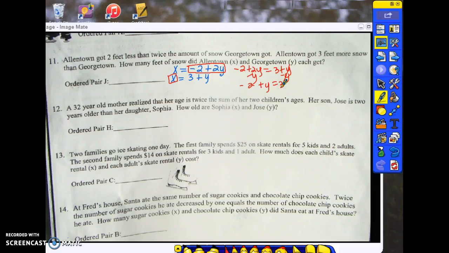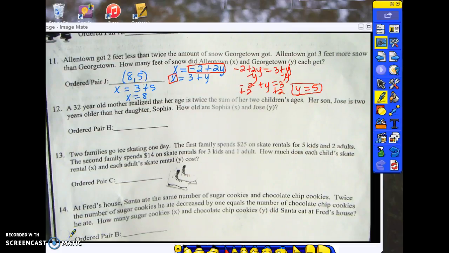To get y by itself, I add 2 to both sides, and I get that Georgetown got 5 feet of snow. If Allentown got 3 feet more than Georgetown, then Allentown is equal to 3 plus 5, which is 8. So you're going to go to the right 8, up 5, put a point on J.